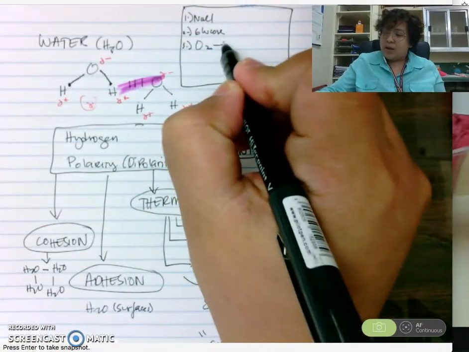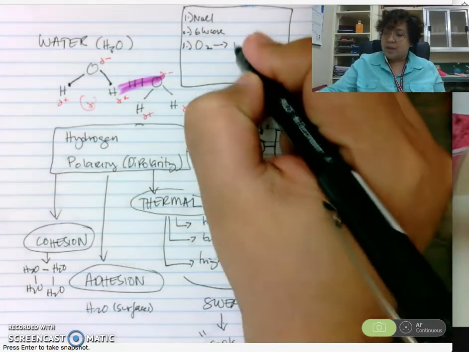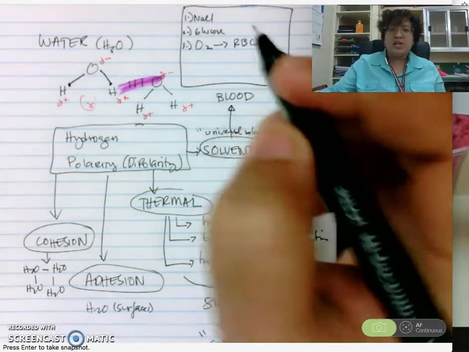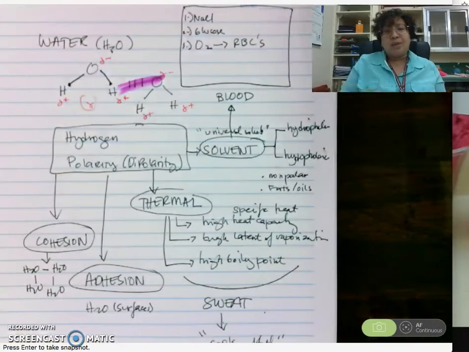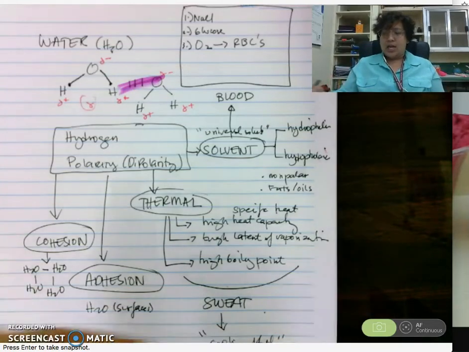Therefore, the body has a different mechanism of carrying and transporting oxygen, and this is actually transported in your red blood cells. So your red blood cells contain hemoglobin molecules that are able to attach and detach oxygen. So that's how oxygen is circulated in the blood.